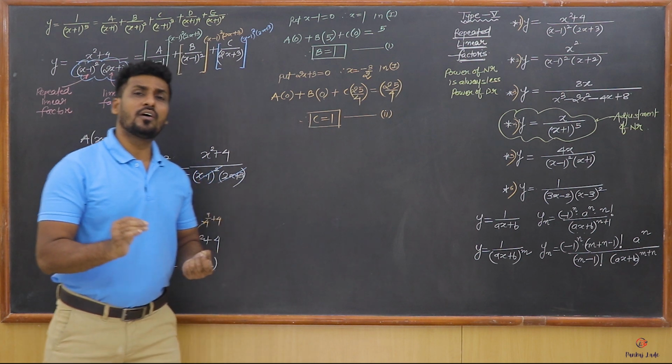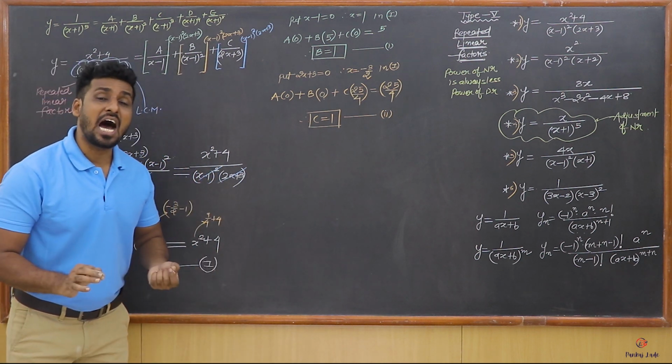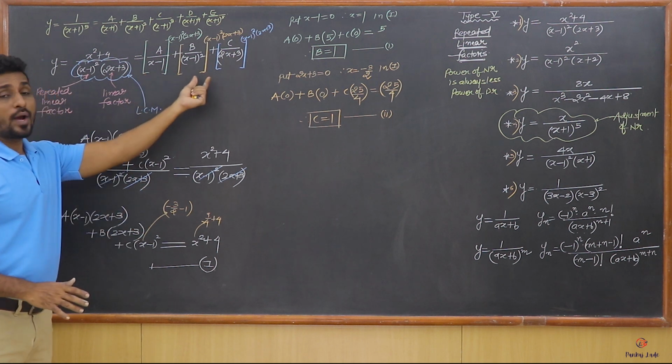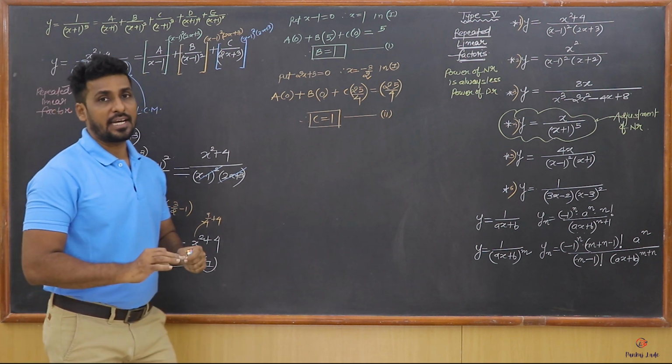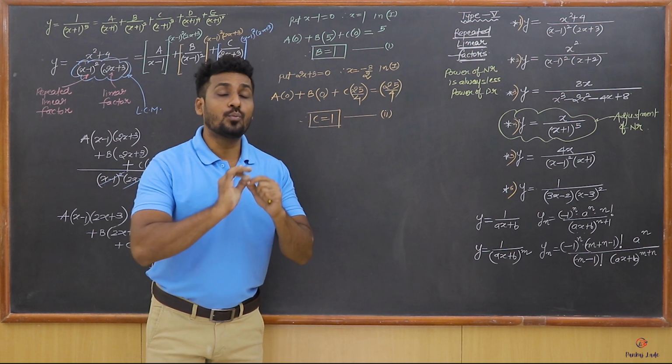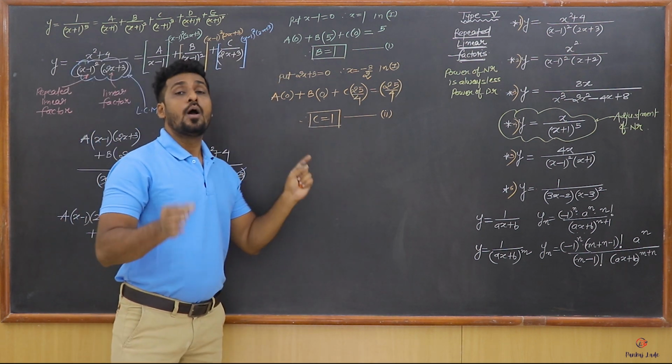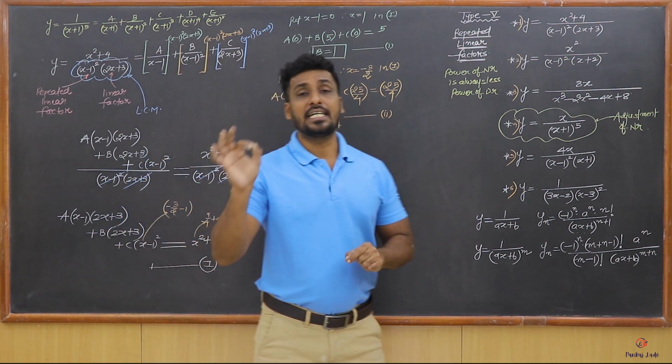But have you observed that all your factors are exhausted? All factors are over. x minus 1 and 2x plus 3. These were the only two factors available. And I have utilized both the factors. These two factors gave me two constants b and c. But there is still one more constant left.